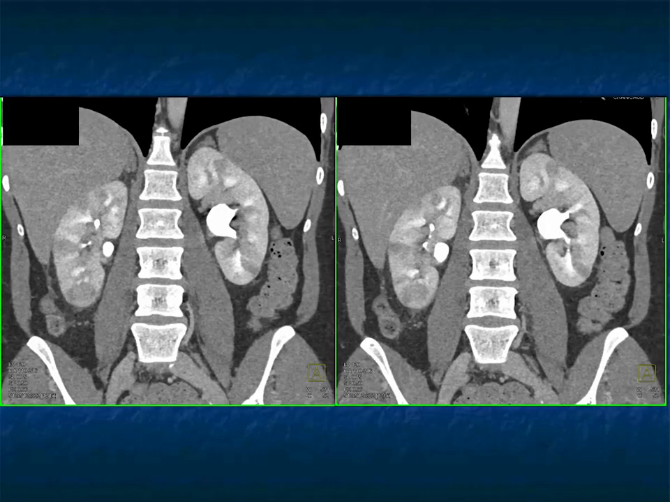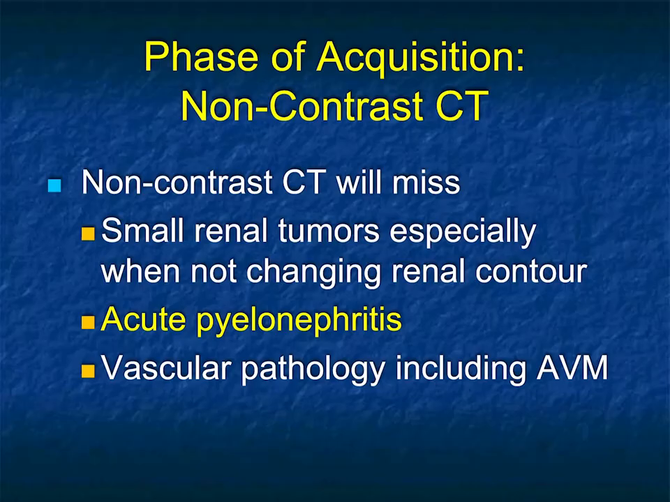Here again, it's that same patient, that striated nephrogram appearance, the areas of decreased attenuation involving upper, mid, and lower thirds of the kidneys bilaterally.